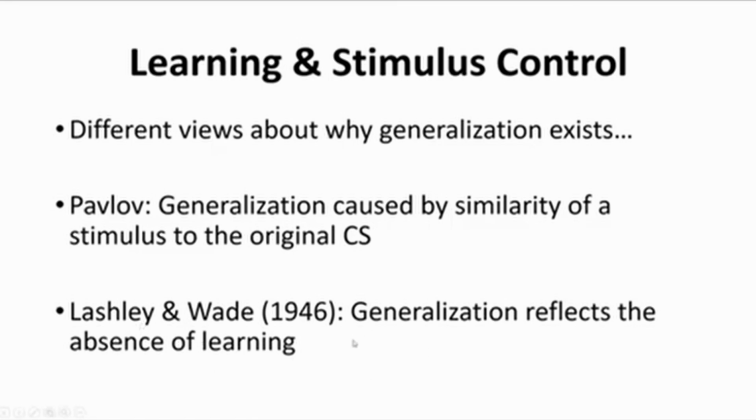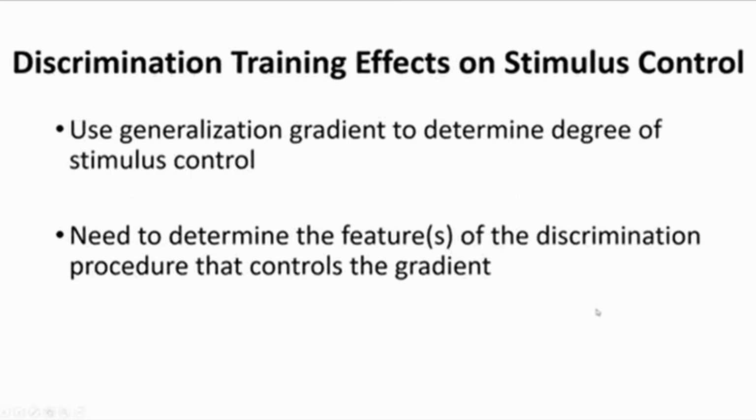And this is actually closer to the truth in terms of what we observe when looking at generalization and discrimination and how it's learned. So even though Pavlov's theory got us started down this path, that idea isn't very accurate, at least as far as we understand it today. So we're going to continue on with this idea that generalization reflects an absence of learning. And so we're going to talk about how we can learn to discriminate.